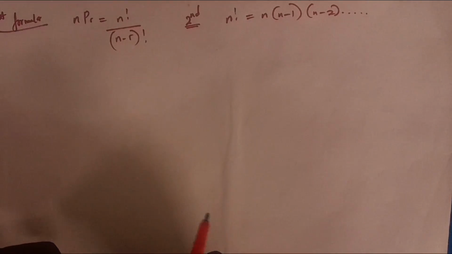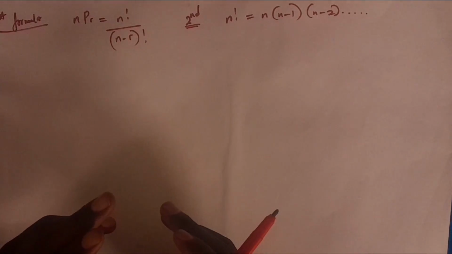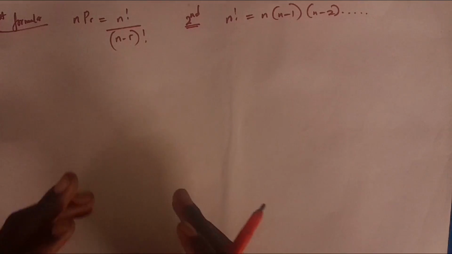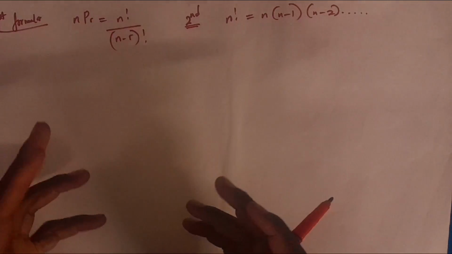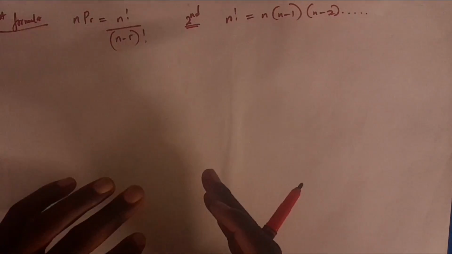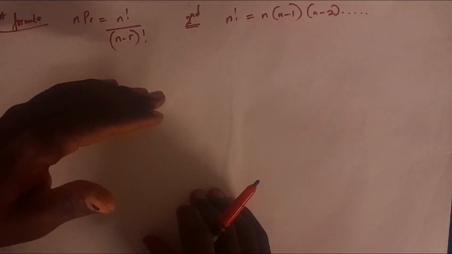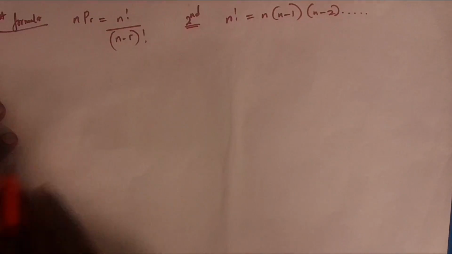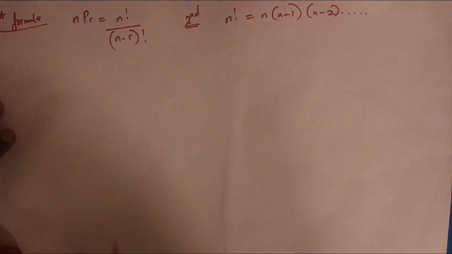And then we also have combinations. In combinations, it is an arrangement of a set of objects where order doesn't matter. So it's vice versa: in permutations the order matters, while in combinations the order doesn't matter. And in combinations we only have one formula.